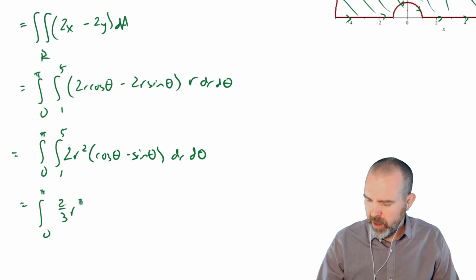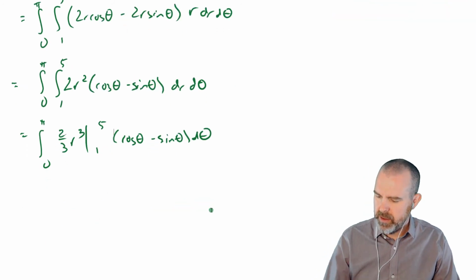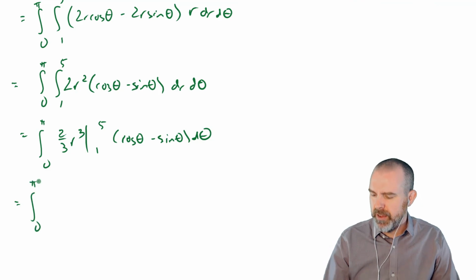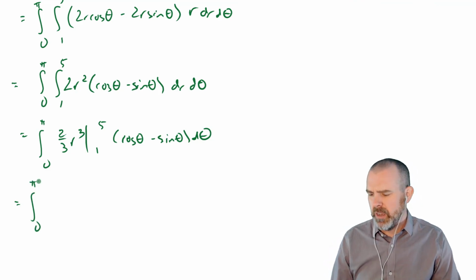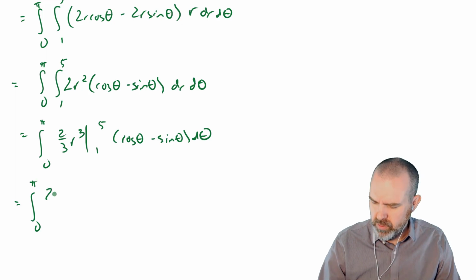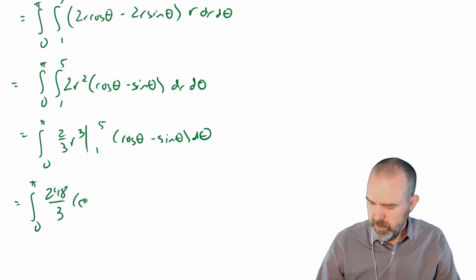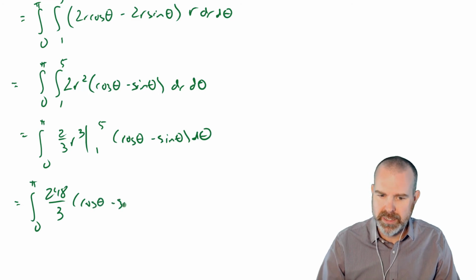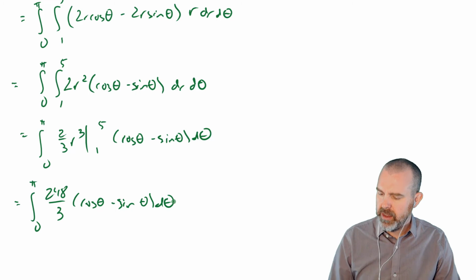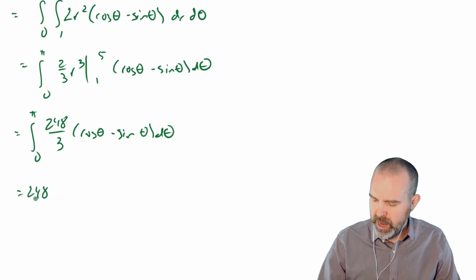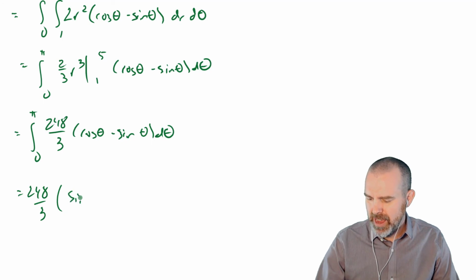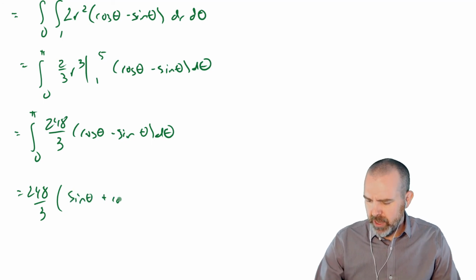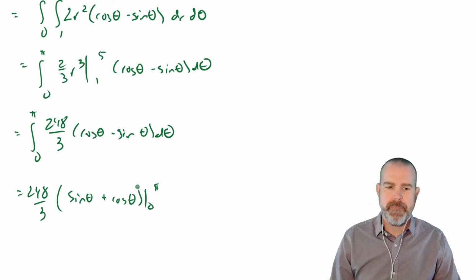That'll be 2/3 r cubed from 1 to 5, and then we still have this cosine theta minus sine theta d theta. And let's see here, 5 cubed is 125 minus 1, so it's 124. 124 times 2, so 248 thirds. And then we have cosine theta minus sine theta d theta. Okay, 248 thirds. The integral of cosine will be sine, then plus cosine theta from 0 to pi.